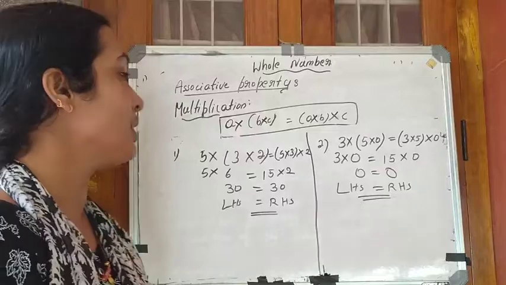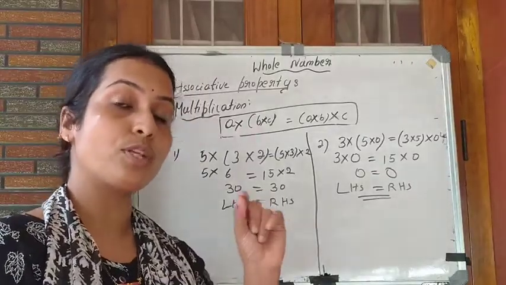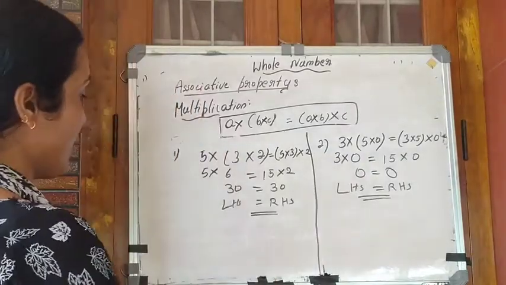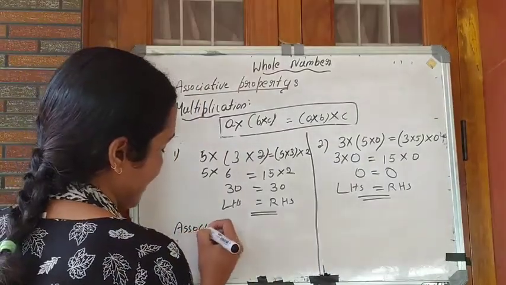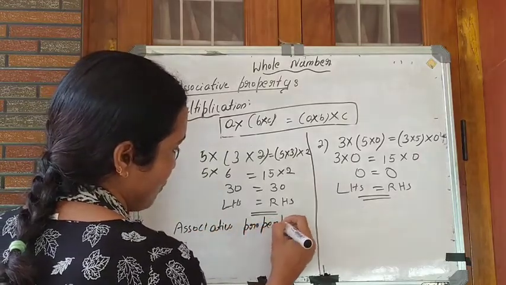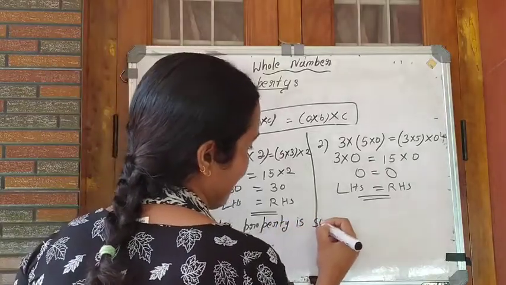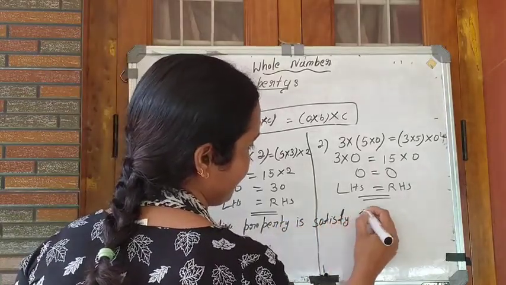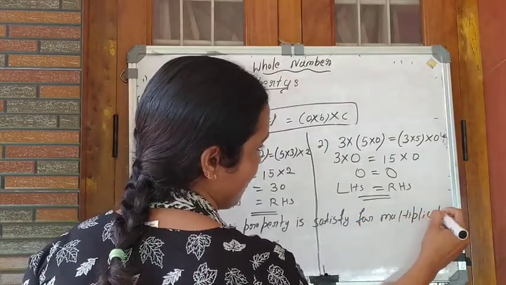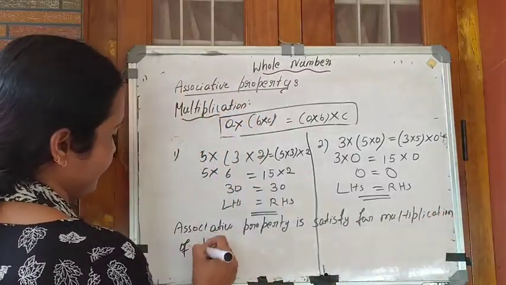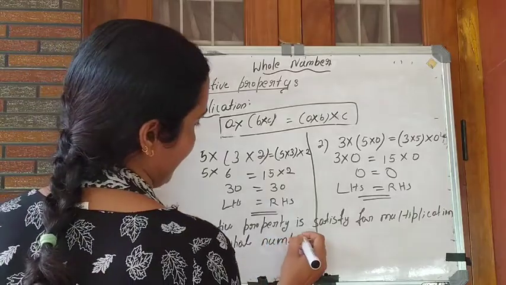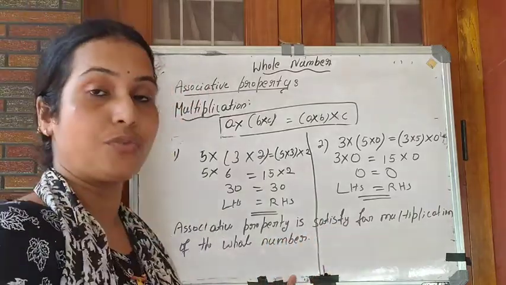So what is the conclusion? Therefore, the associative property is satisfied for multiplication of the whole number.